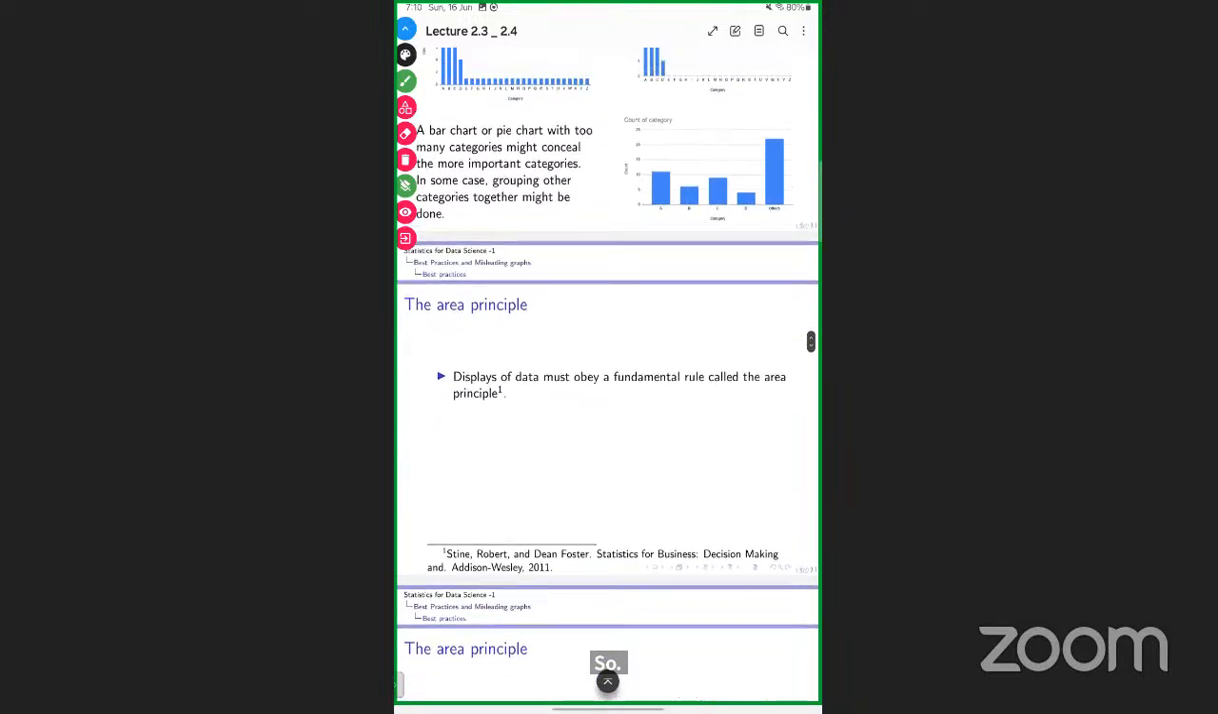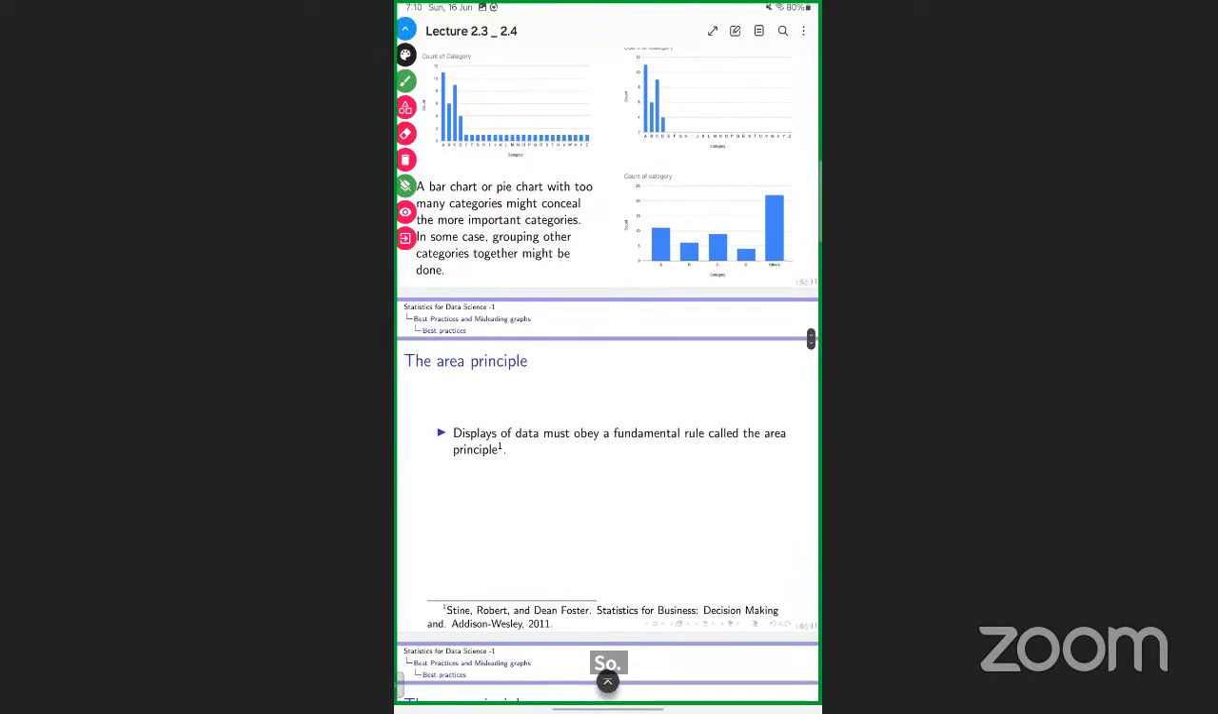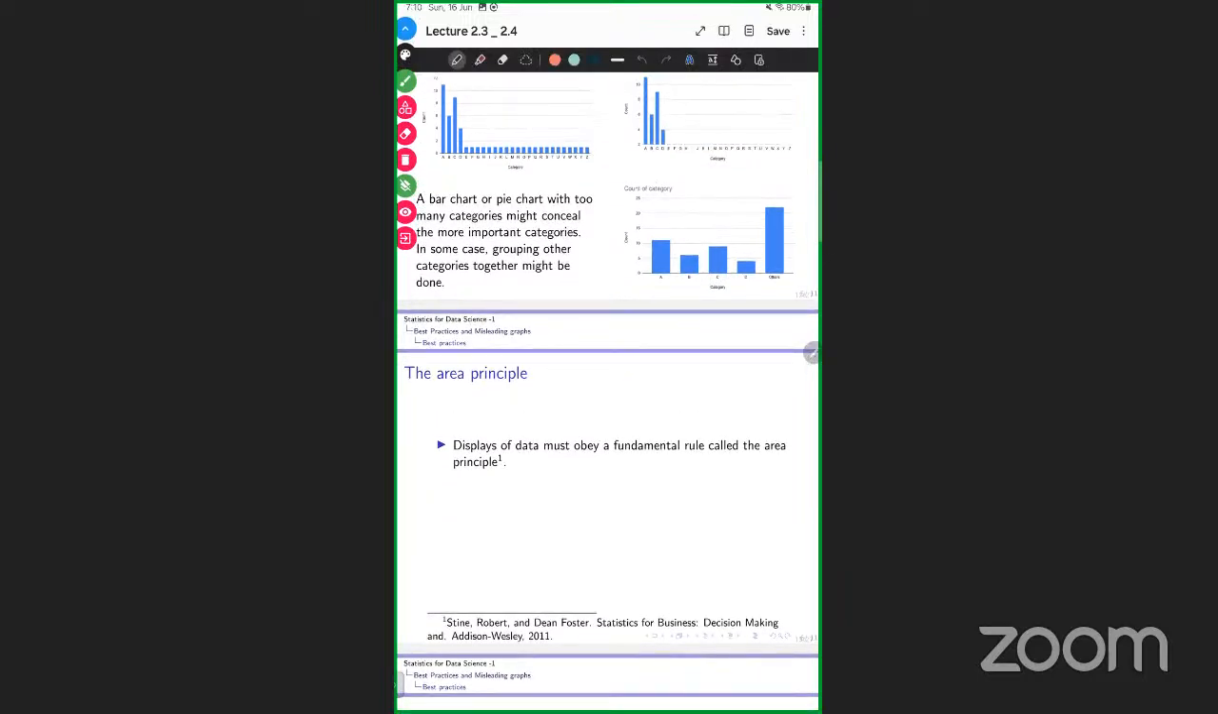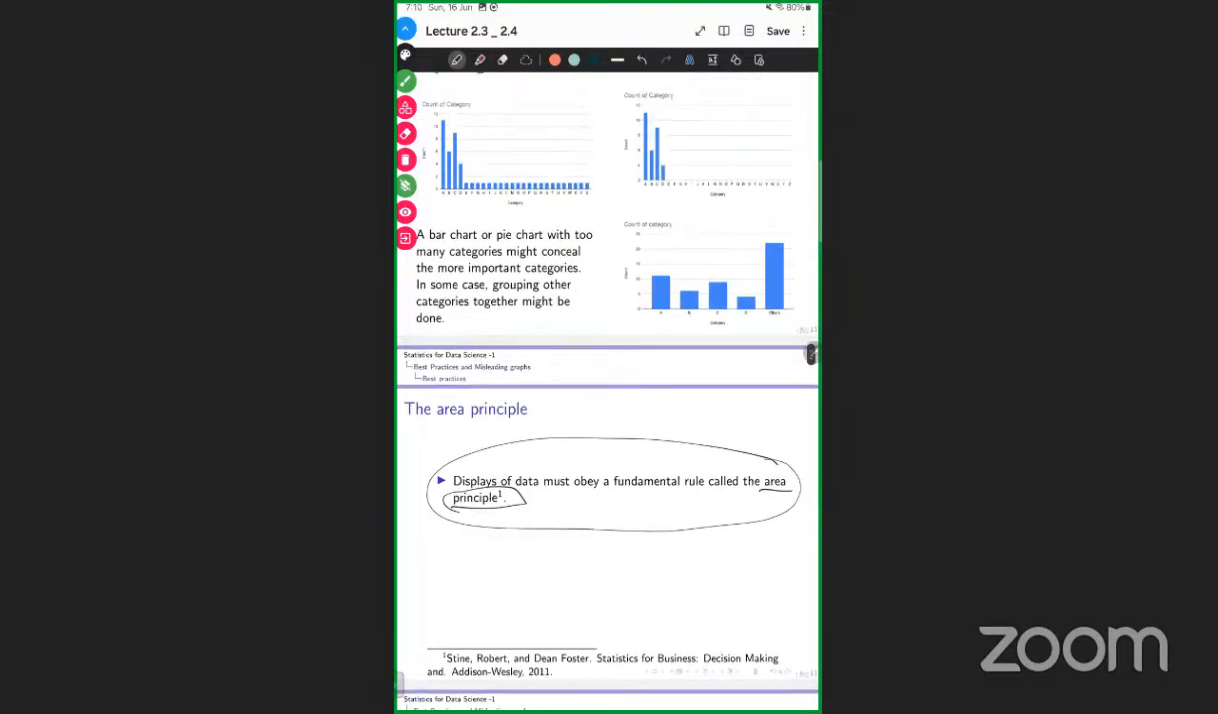See, there are a few things when you taught the area principle, right? Display of data must obey a fundamental rule called the area principle, right? This area principle is important.